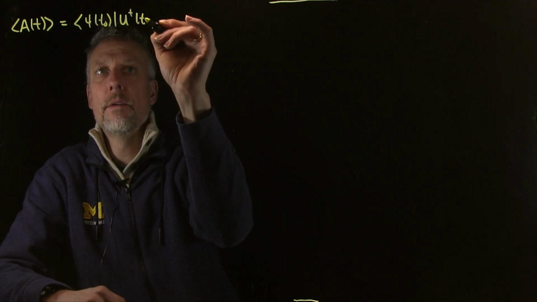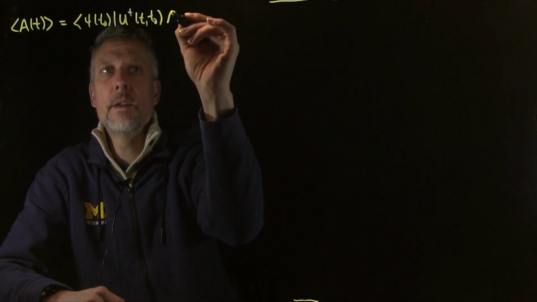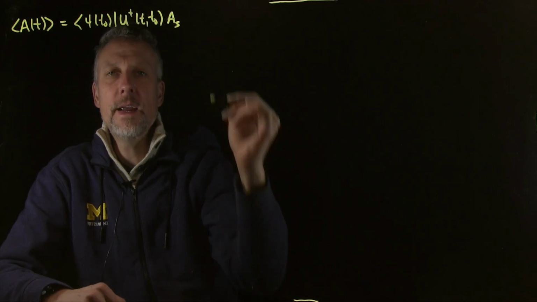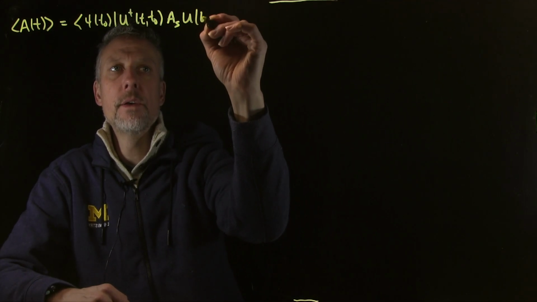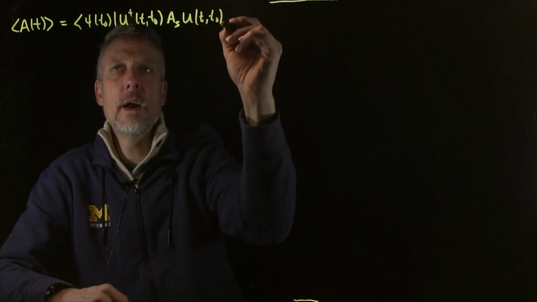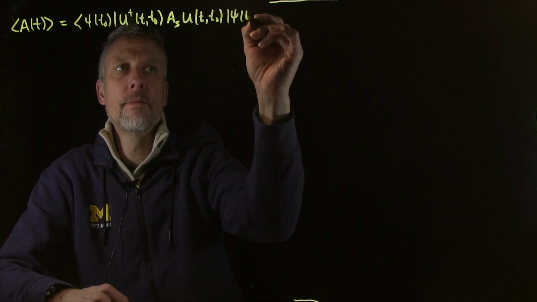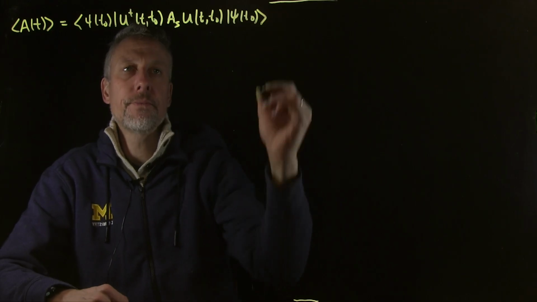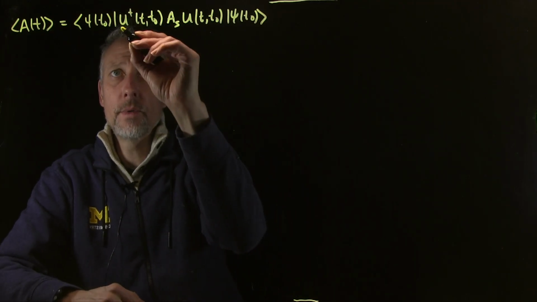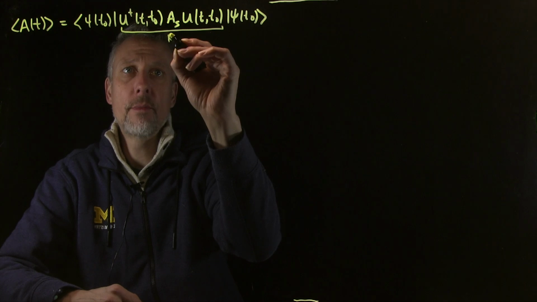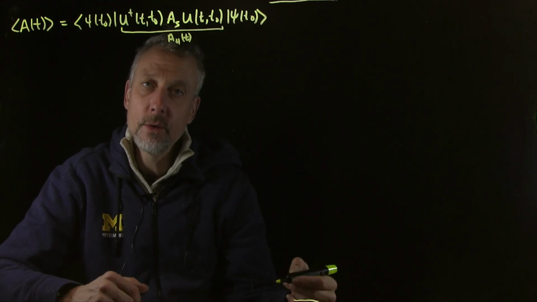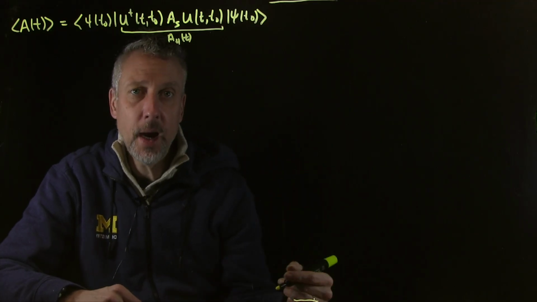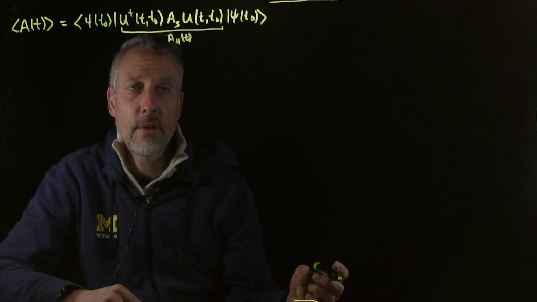It's U dagger(t, t naught) operating on what we'll call A_S, for Schrödinger picture operator, which you can think of as the ordinary way that we think about things. And this is what we mean by a Heisenberg operator, A sub H of t. If we have A sub H of t, it should have time dependence, so we should have an equation of motion for that.